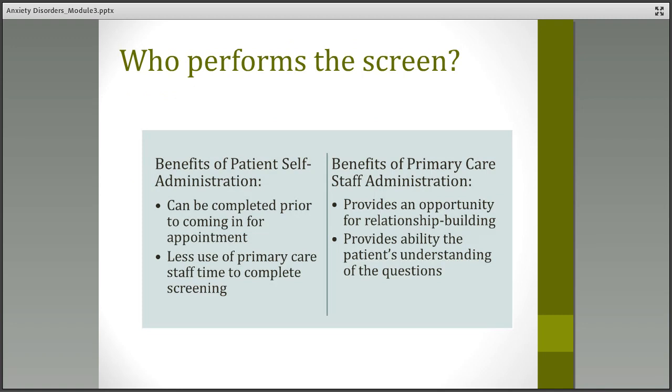Before we discuss the tools in detail, let's talk for a moment about who can and should administer the screens. The screen is designed so that it can be self-administered by the patient or administered by a staff member. There are benefits for each type of administration. There is less staff time involved if the patient self-administers the screen, clearly a plus in a very busy practice. Having a paraprofessional in the practice administer the screen, however, allows an opportunity to build trust and the ability to assess the patient's understanding of the questions.